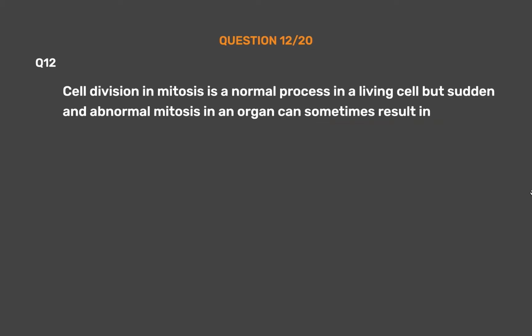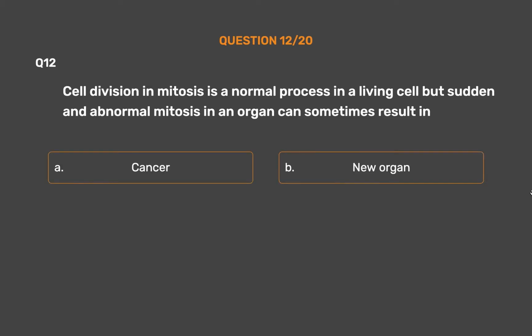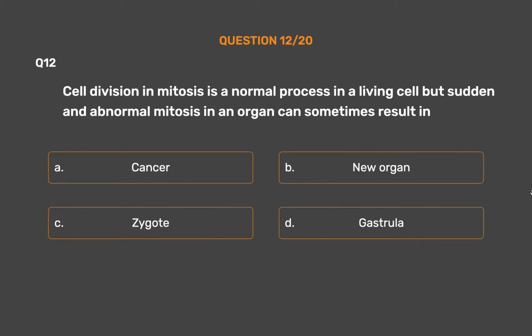Question number 12. Cell division in mitosis is a normal process in a living cell, but sudden and abnormal mitosis in an organ can sometimes result in: Option A. Cancer. Option B. New organ. Option C. Zygote. Option D. Gastrula.